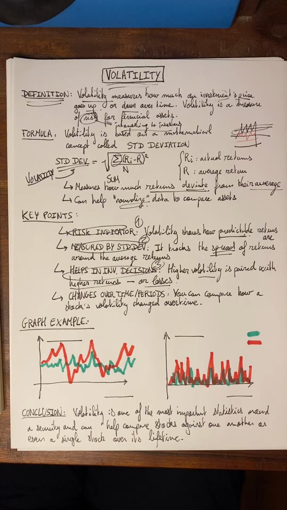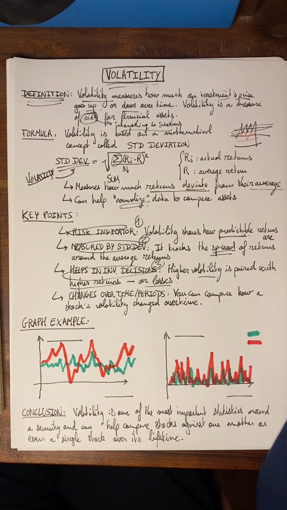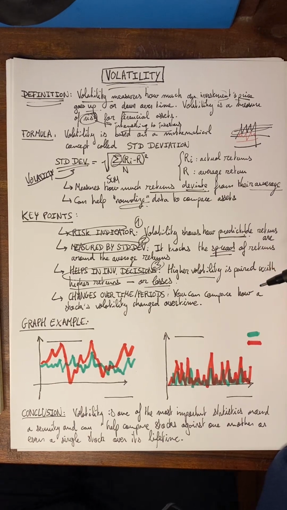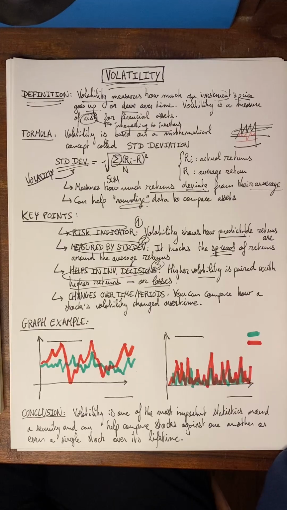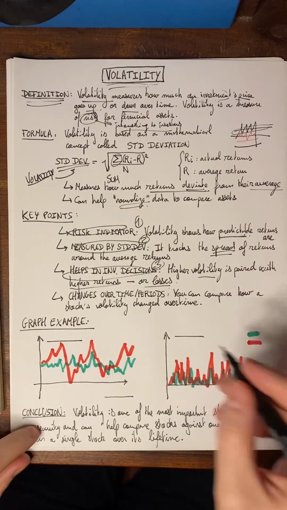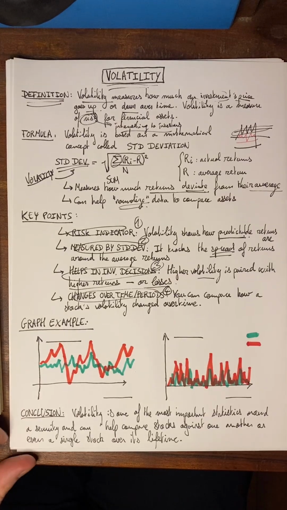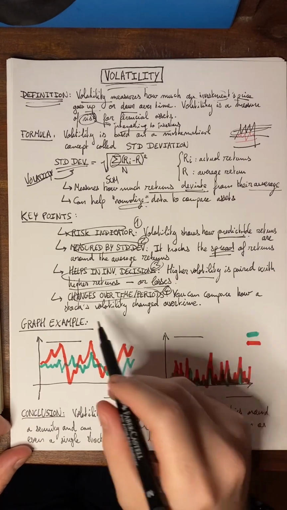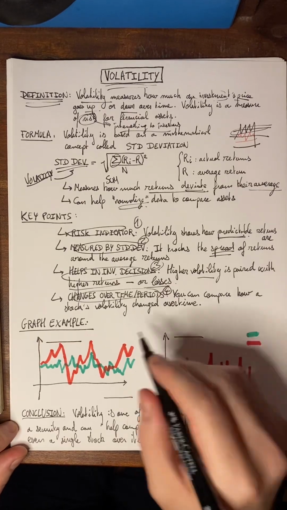So volatility is basically you don't know how much the stock market will return next year, but you can know in advance if it will be a big loss or a big upward movement based on the volatility of the stock market or the stock you're looking at. Then it also changes over time and periods. So you can compare a stock against another stock, but you can also compare a stock to itself on another time frame.